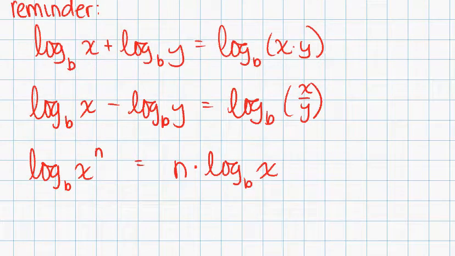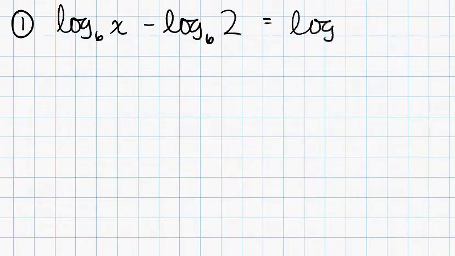Okay, so we are going to use these properties to solve some equations. And the equations start out fairly linear, and then they go to slightly quadratic type things. So number 1. Again, we're using our 3 properties to solve the problems. Log base 6 of x minus log base 6 of 2 equals log base 6 of 12.